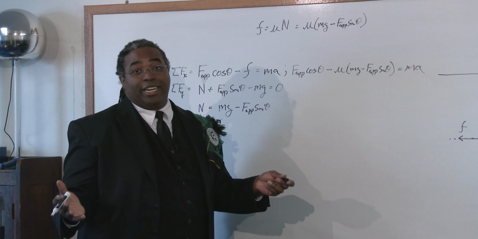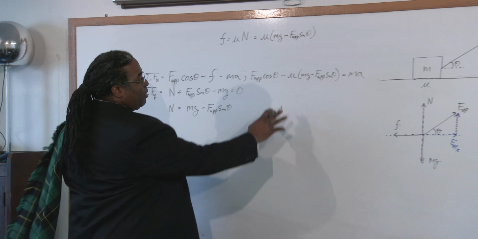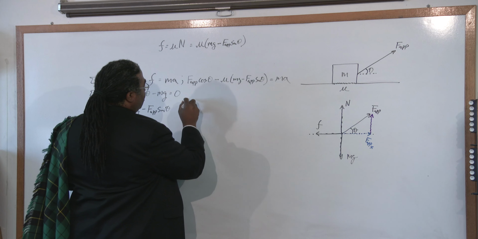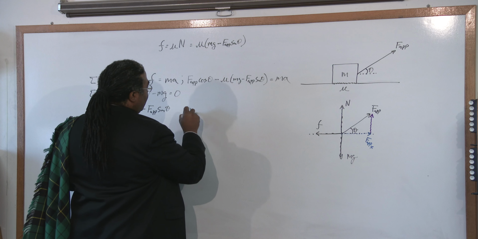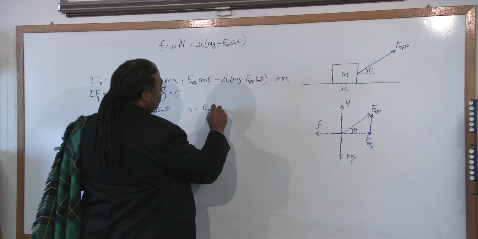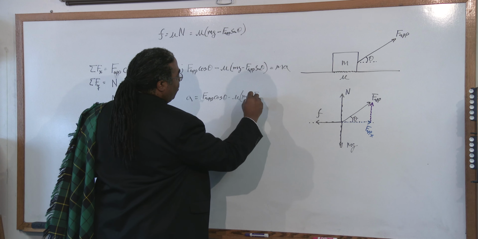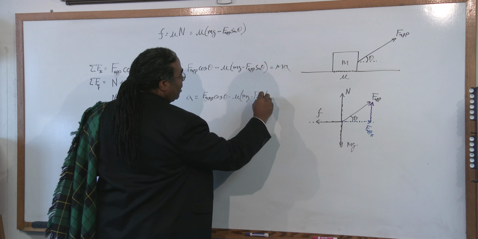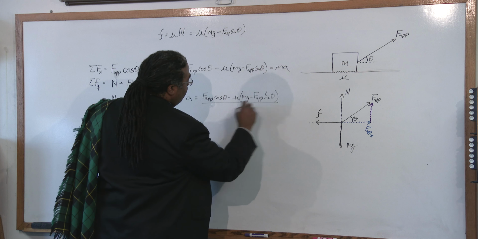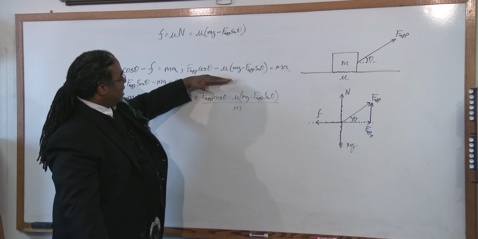So we're almost ready. We needed to solve for the acceleration, or the equation of motion of the system. So we're going to solve for the acceleration. And that would mean that this eventually becomes the acceleration is equal to force applied cosine theta minus mu times mg minus F applied sine theta, all over m. Because we took the mass and divided both sides by m.